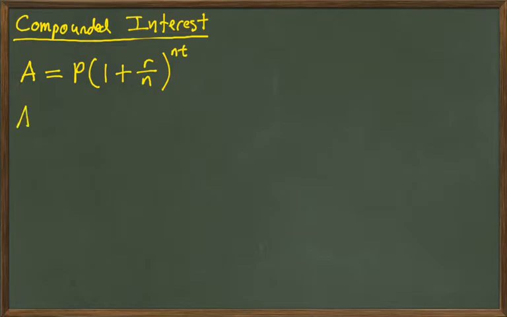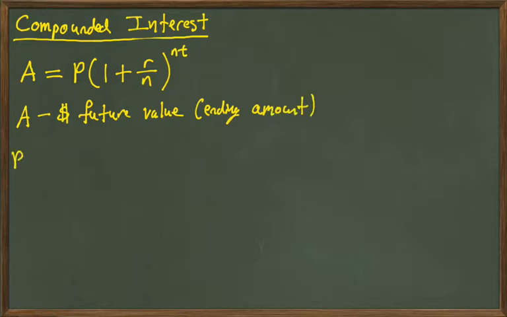Okay. The A is going to be a money amount. That's going to be what we call the future value, or that's going to be the ending amount, or what you want in the future. P is going to be a dollar amount. That's going to be your present value, and that is your principal or your starting amount.